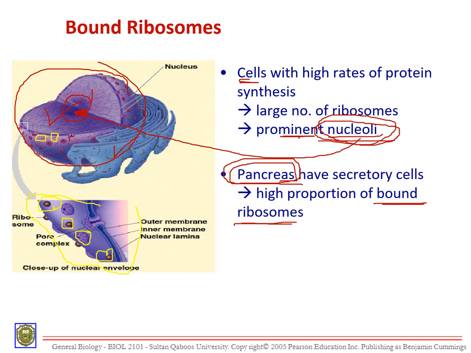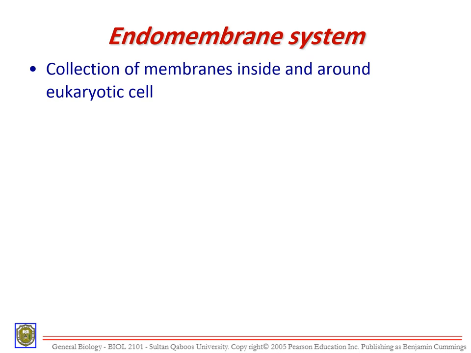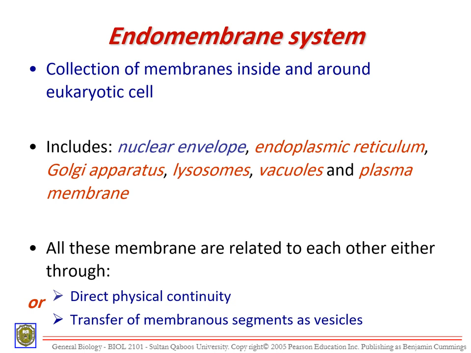Right. Now, we spoke about ribosomes. The next thing we're going to talk about is the endomembrane system. What is the endomembrane system? It is a collection of membranes inside and around the eukaryotic cell. So it includes what? It's made up of so many things. That's why we called it a system.